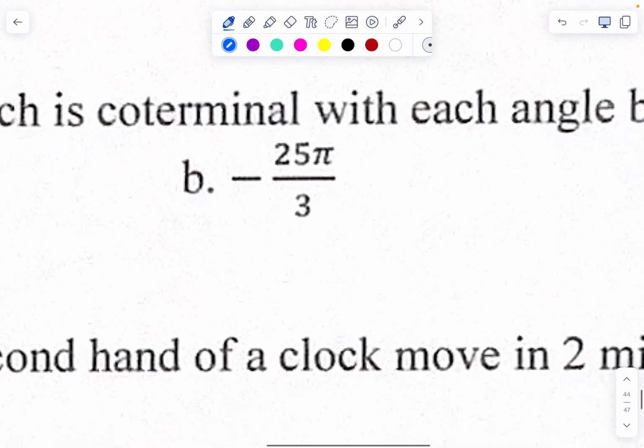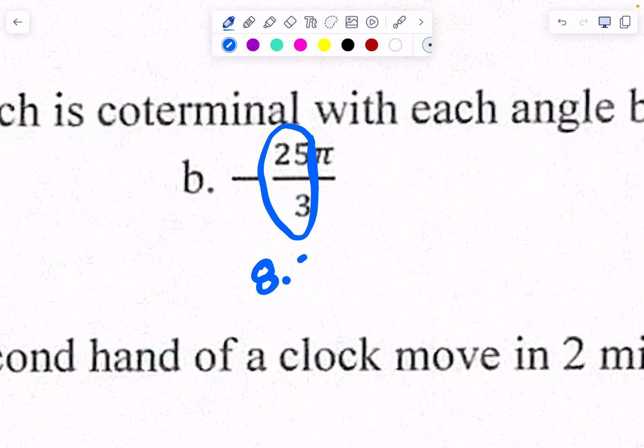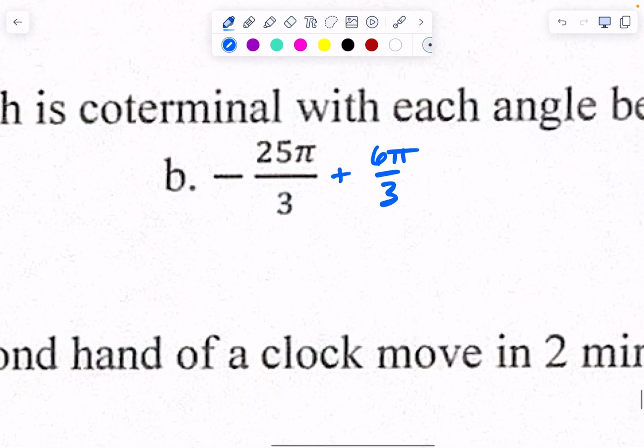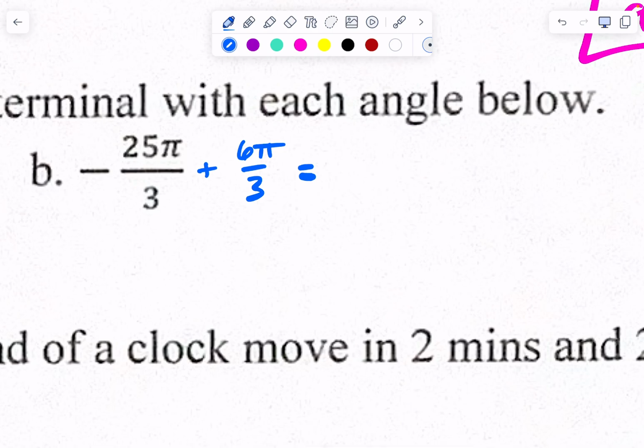Okay, I'm going fast. This one is negative 25 over 3. 25 divided by 3 is 8.3 repeating. That's 8 1/3 pi. I have to add lots of them, right? So I'm going to add 2 pi, but with a common denominator of 3, I need to add 6 pi over 3, right? 6 over 3 is 2. Okay, negative 25 plus 6.